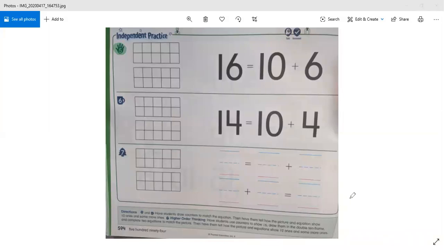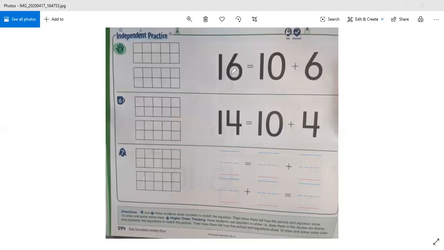All right, have students draw counters to match the equation. All right, we're going to match the equation again. So this is the equation they give us right here. And now we have to make the 10 frames show what this equation is telling us. So what do we know? We know that our number in the very end is going to be 16. So we're going to have 16 of these. All the counters in here is going to add up to 16.